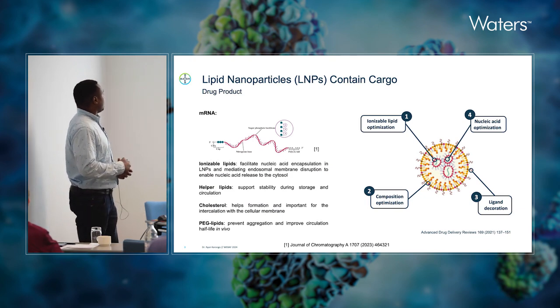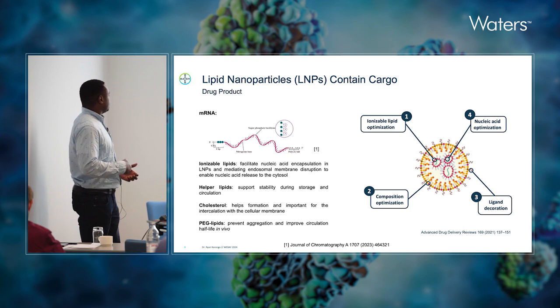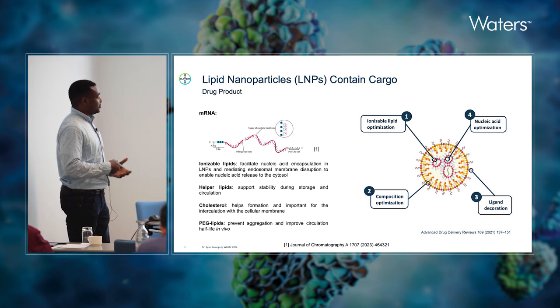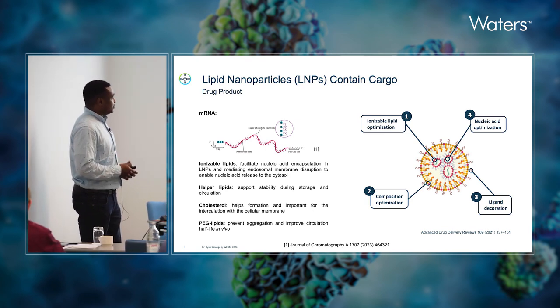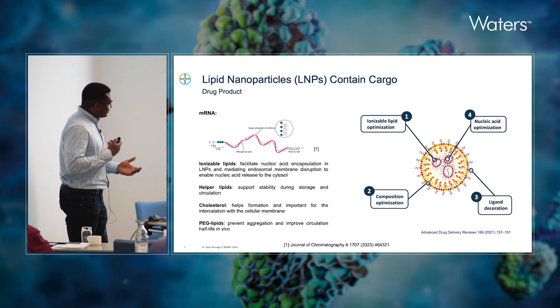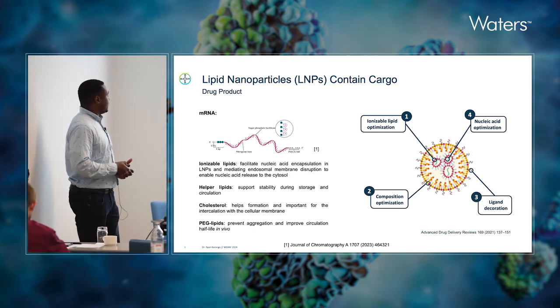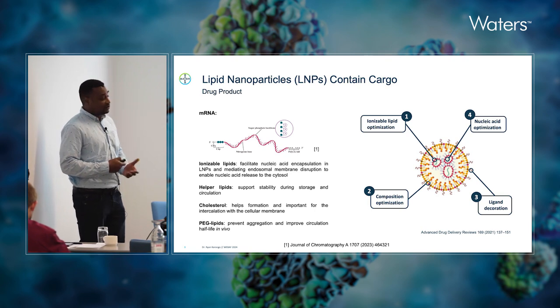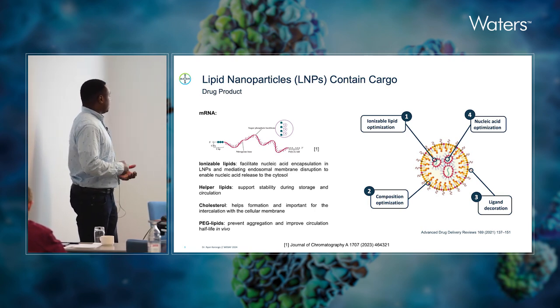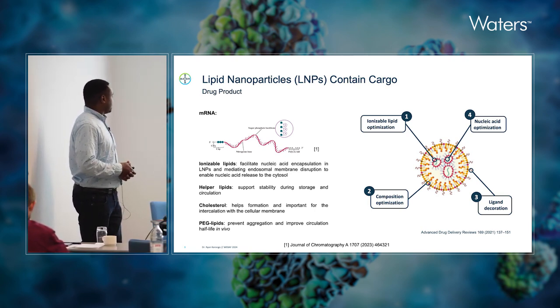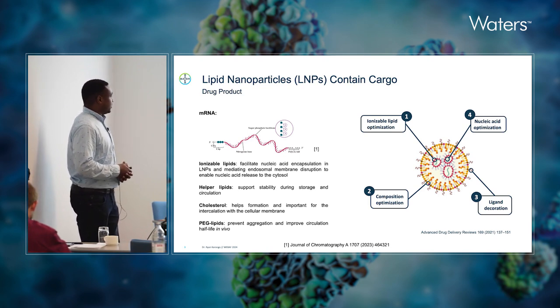So the cargo containing an RNA, in this case an mRNA, is transported by a system of lipids, an ionizable lipid, to capture the negatively charged mRNA. Then we have helper lipids, which can also be optimized. The composition, cholesterol also influence the transfection efficiency, and also PEG lipids.